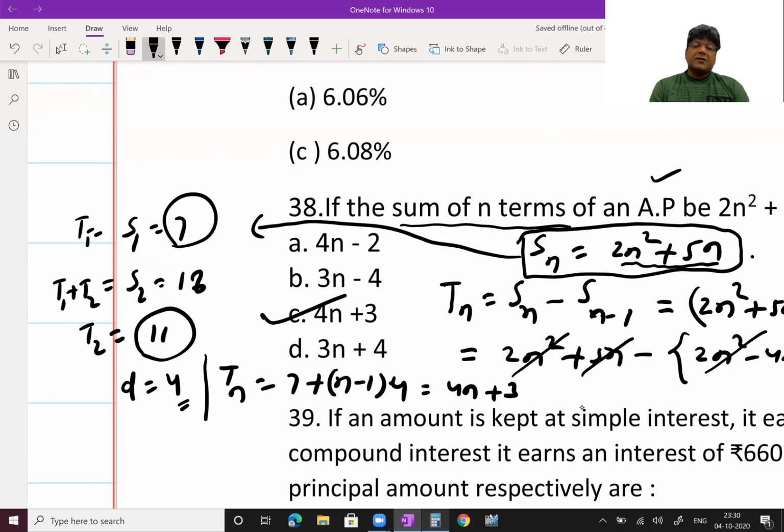Now, option hitting method is the third style. Third style, how? See, first term you got 7, second term 11. Since they have asked the nth term, in the options they are giving the nth term. So go in the options, put n is equal to 1 and 2. By putting 1, if you are getting 7, by putting 2, if you are getting 11, that is your answer. For example, in this option, if I put 1, what I will get? 4 into 1, 4 plus 3, 7 getting. If I put 2, 2 4s are 8 plus 3, 11 I am getting. This is the answer.